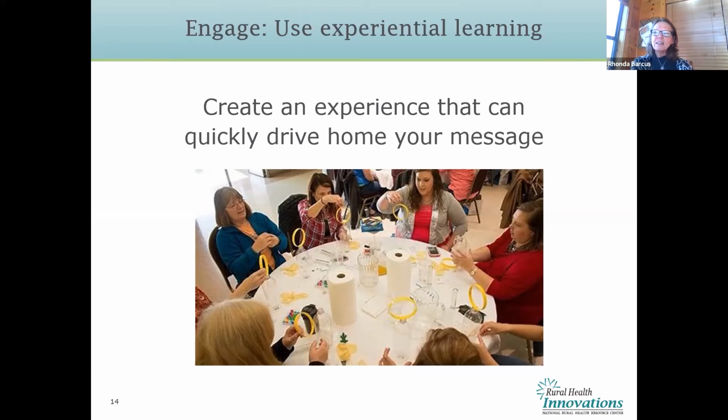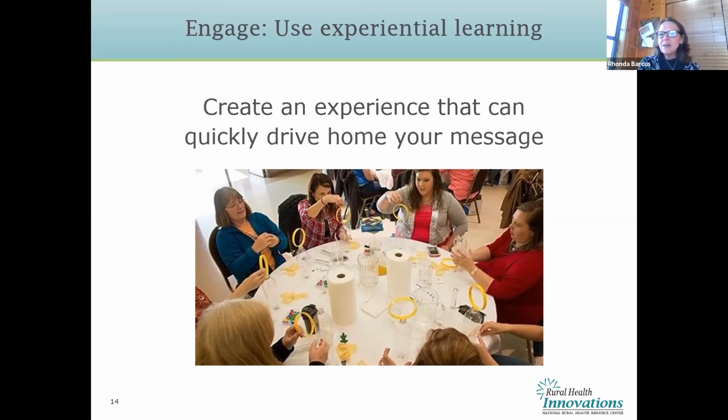Then she said, don't you think this is how the patient feels when their urinal is sitting on their bedside table where they're going to have their lunch? It really got people's attention very quickly. And that's what I love about experiential learning.